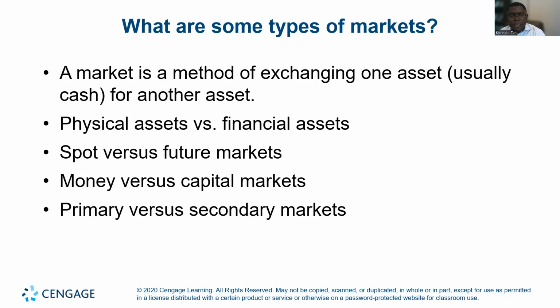We can also contrast the spot against the futures market. The spot market is the market for right now, where assets are bought and sold on the spot. With the futures market, the price is agreed upon right now, but delivery is on a future date. Then we have the money versus the capital market. Anytime we hear money market in finance, it is short term and liquid. So a liquid short-term market is what we call the money market. On the other hand, the capital market includes things like debt and stock, long term.